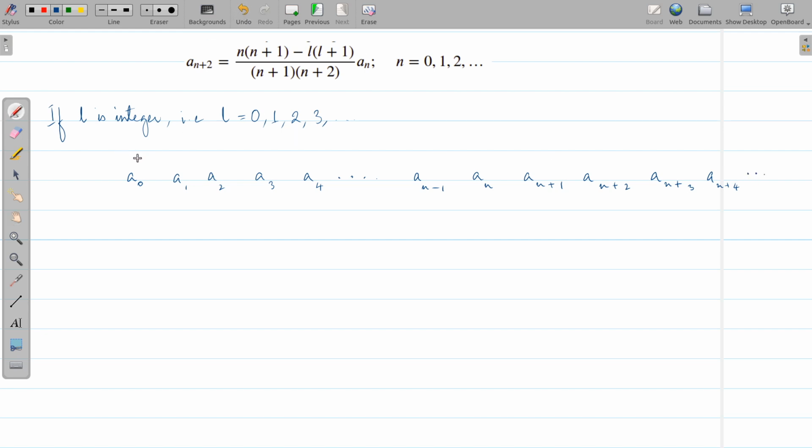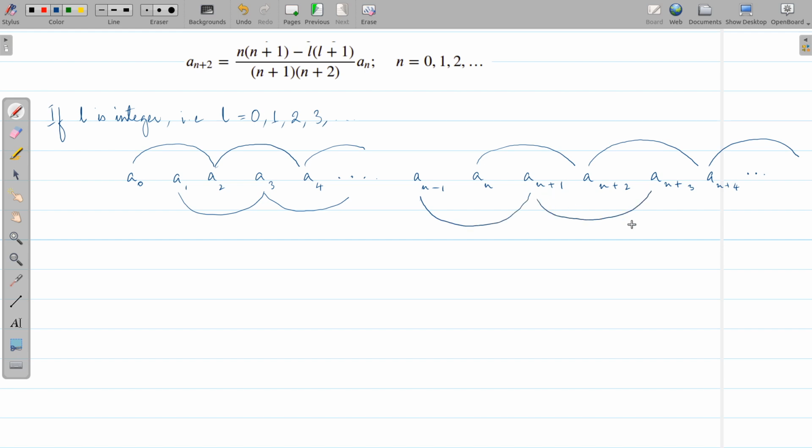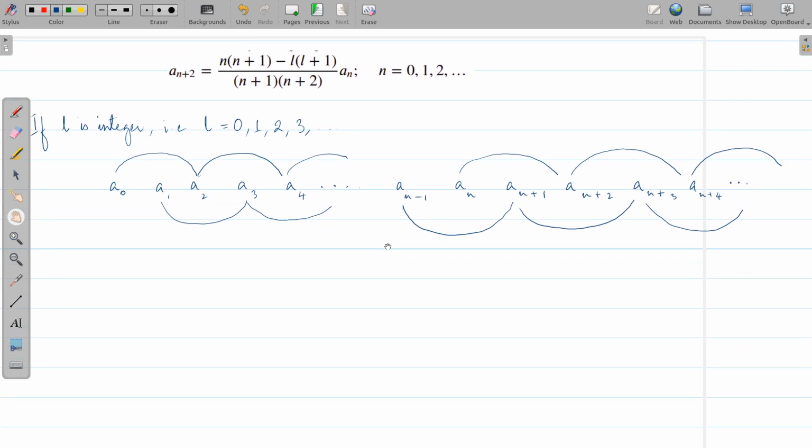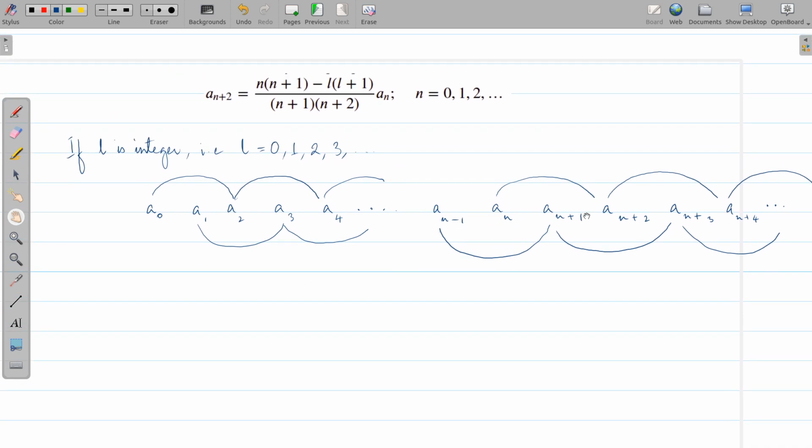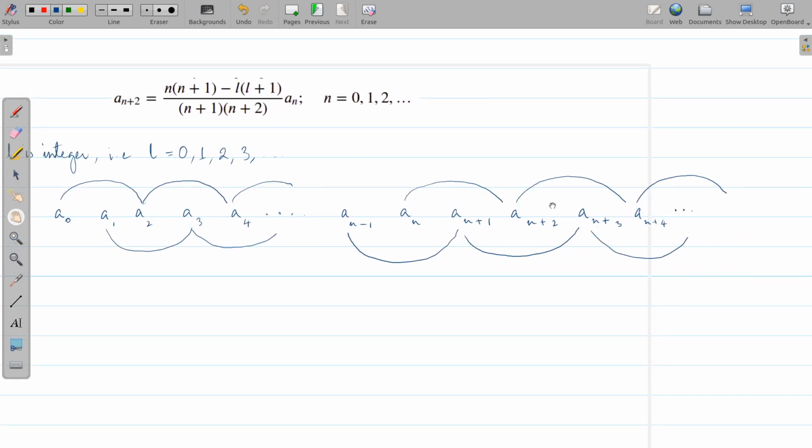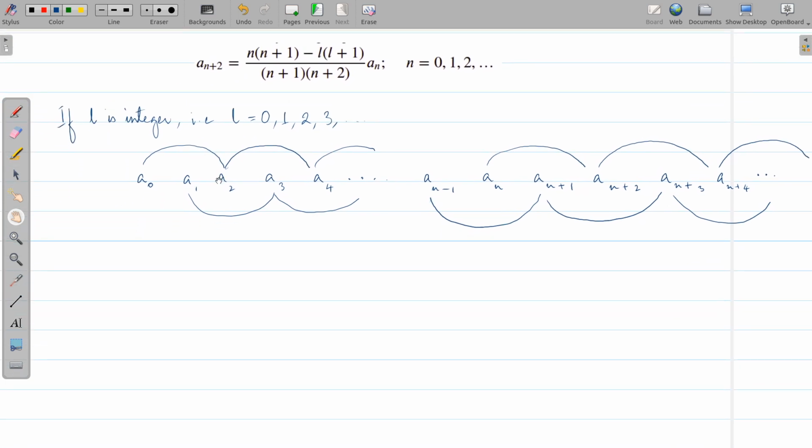We already know that if you know A0, we can find A2, and if you know A2, you can find A4 and so on. Likewise, if you know A1, you can find A3, and if you know A3, you can proceed this way. In a similar way, if you know an, you can find an plus 2. If you know an plus 2, you can find an plus 4. Knowing an minus 1, you can find an plus 1, and if you know an plus 1, you can find an plus 3. Is this clear? The idea is that using the recurrence relation, you can find alternate coefficients.